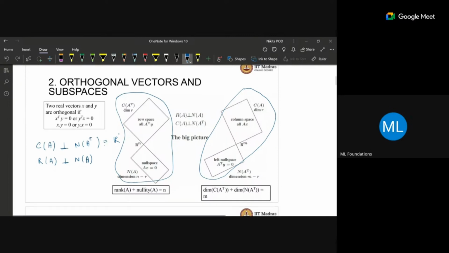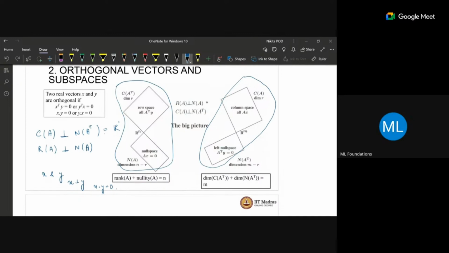Then the next is, when do you call two vectors to be orthogonal? Let's say I have vectors x and y. We will say x is perpendicular to y if x dot y equals 0. And x dot y is the dot product. How do you define the dot product? It is just x transpose y equal to 0, or you can also say y transpose x equal to 0. It's the same thing, just a dot product.